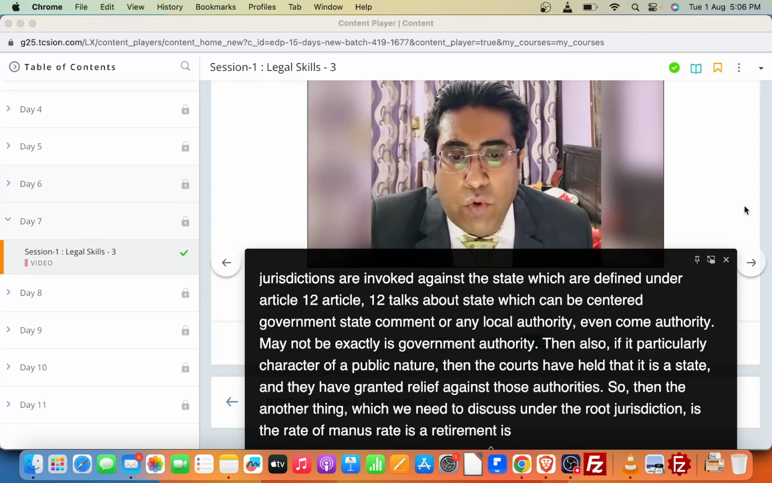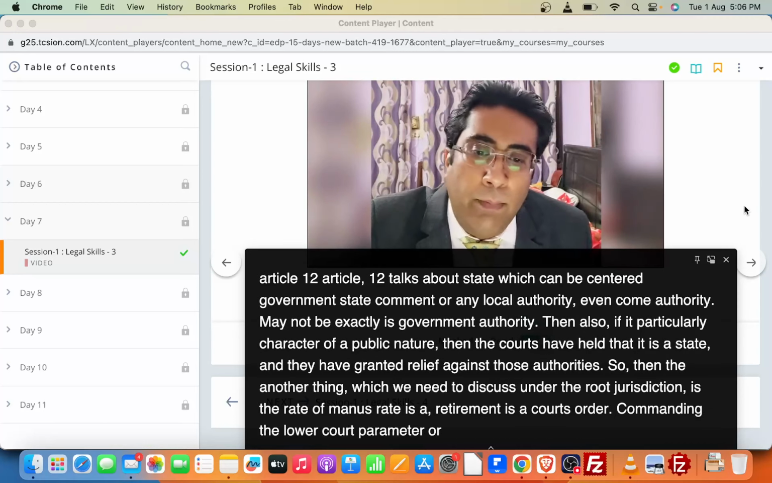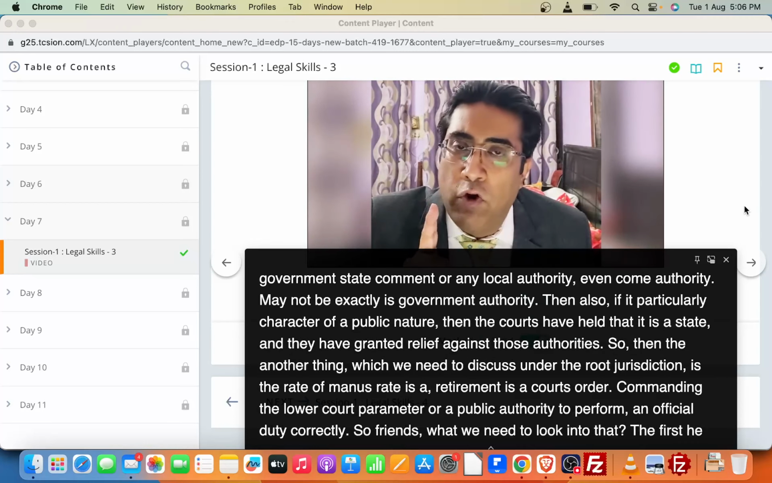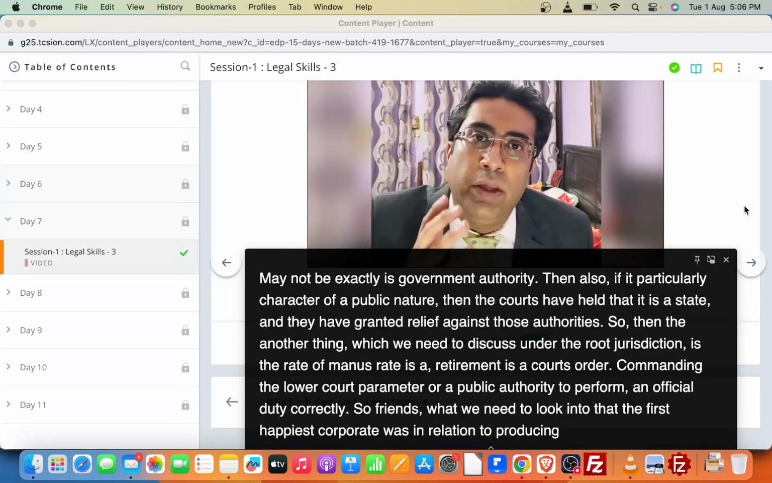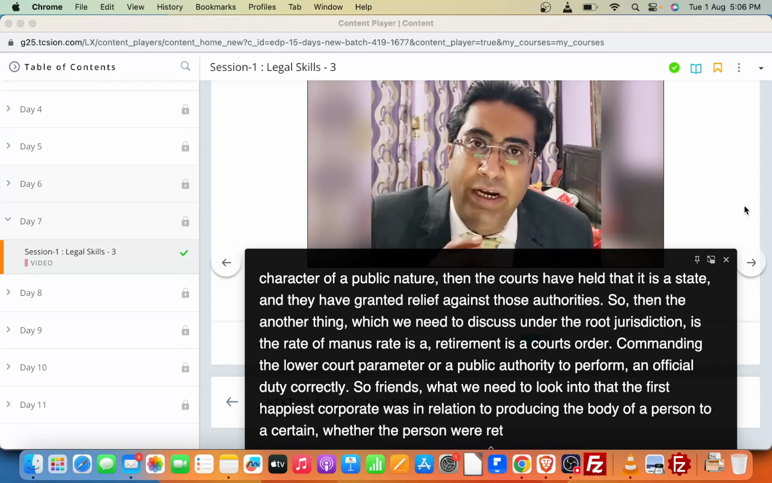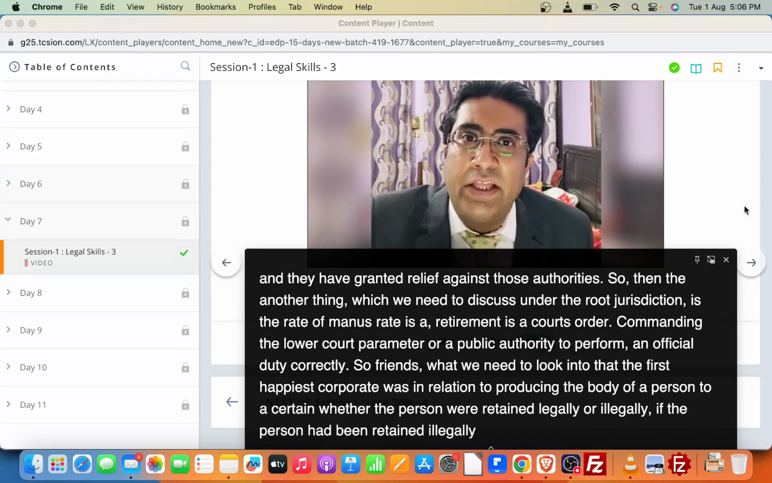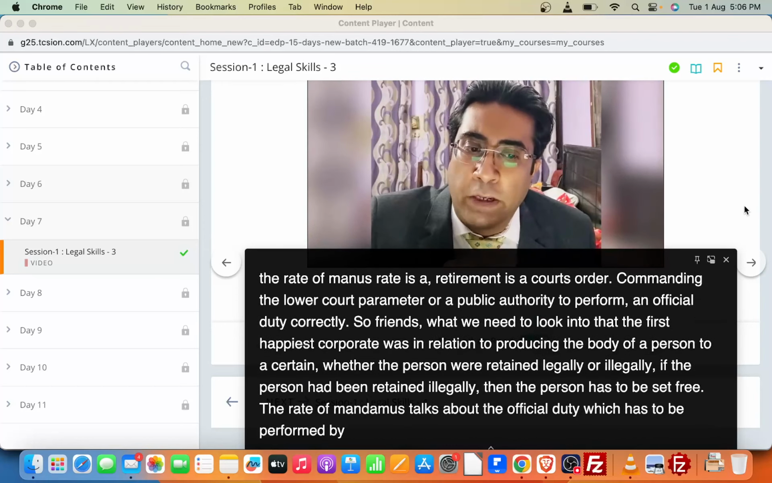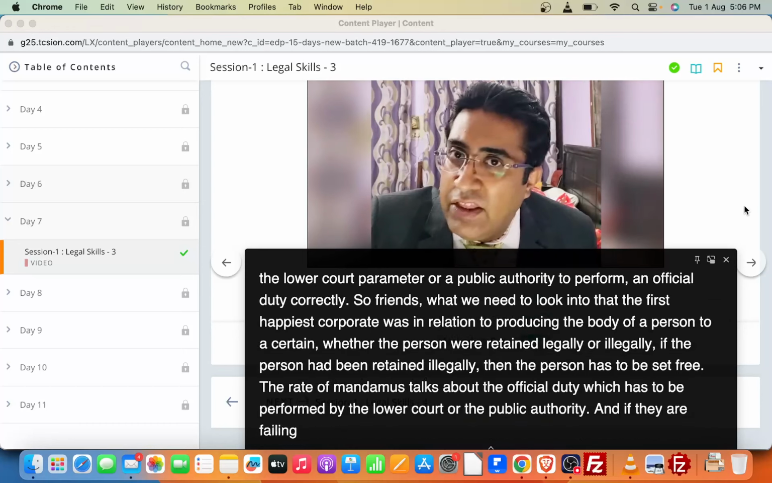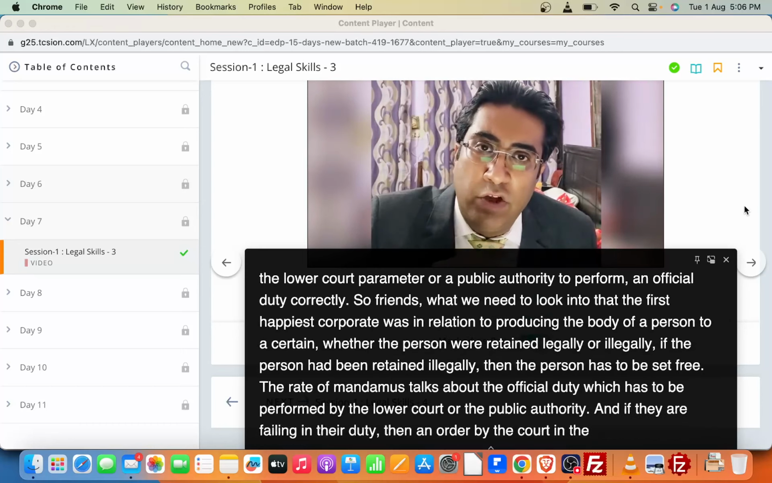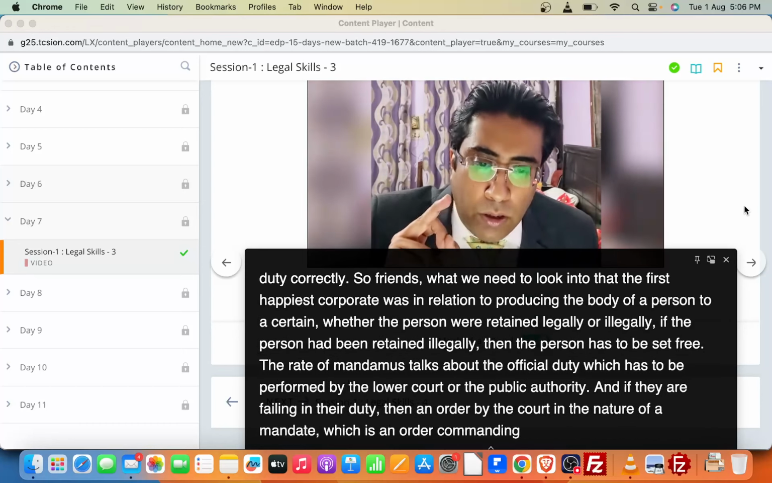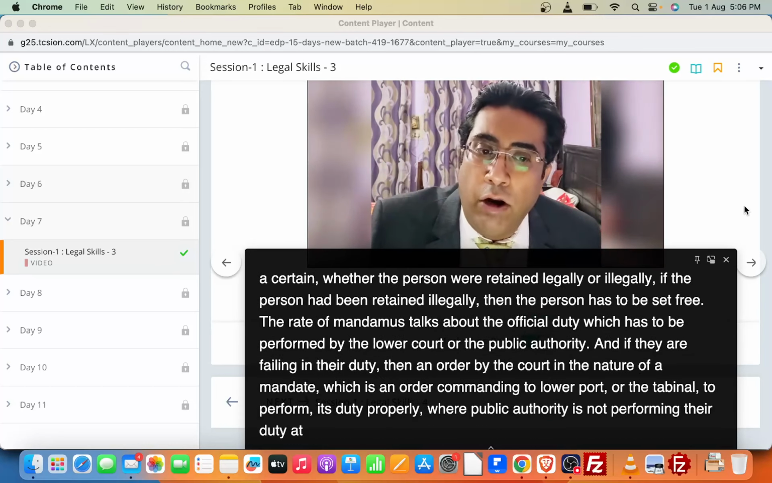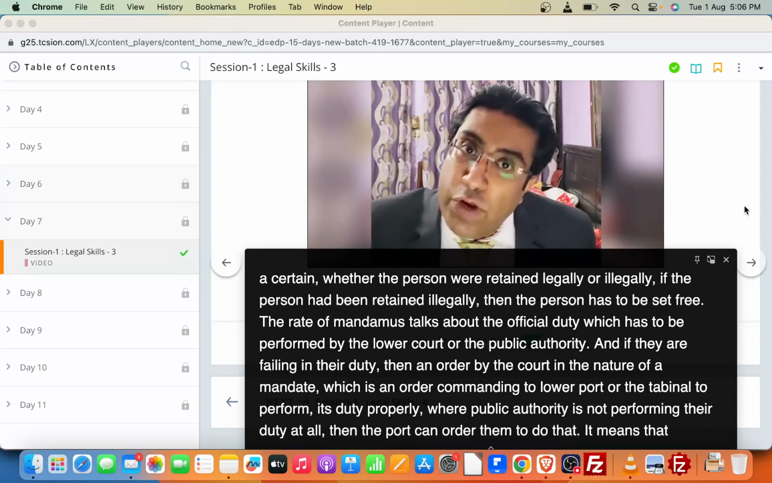So then another thing which we need to discuss under the writ jurisdiction is the writ of mandamus. Writ of mandamus is a court's order commanding the lower court, tribunal, or a public authority to perform an official duty correctly. So friends, the first, habeas corpus writ, was in relation to producing the body of a person to ascertain whether the person was detained legally or illegally. If the person has been detained illegally, then the person has to be set free. The writ of mandamus talks about the official duty which has to be performed by the lower court, tribunal, or the public authority, and if they are failing in their duty, then an order by the court in the nature of a mandamus writ, which is an order commanding the lower court or the tribunal to perform its duty properly. If a public authority is not performing their duty at all, then the court can order them to do that. It means that we command, do that.